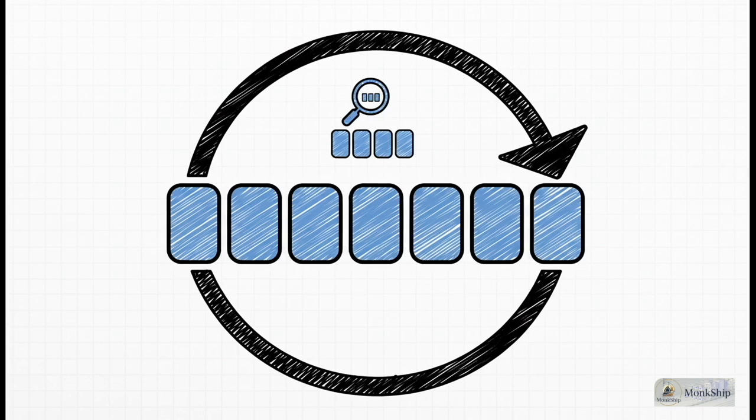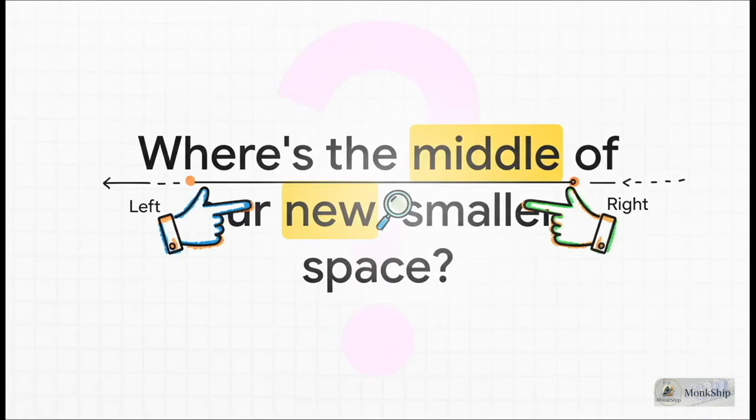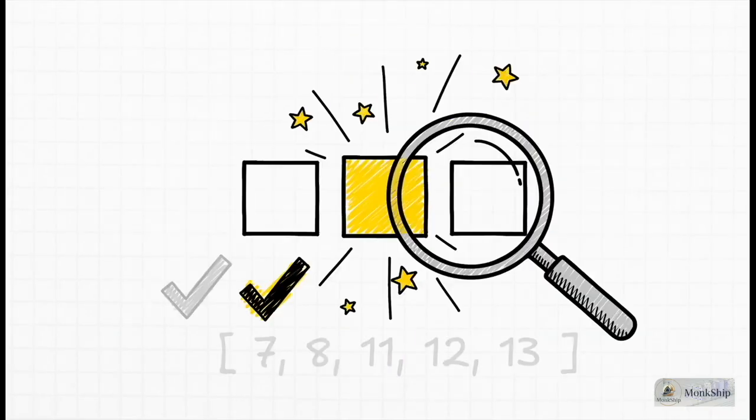So what now? Easy. We just do the exact same thing again, but on this new, smaller chunk of the list that's left over. You guessed it, we find the middle of our new, shrunken down search space, right between our new left pointer and our right pointer. And bingo! This time, the new middle value is exactly our target. We found it. In a list of 8 items, that took us 2 checks?